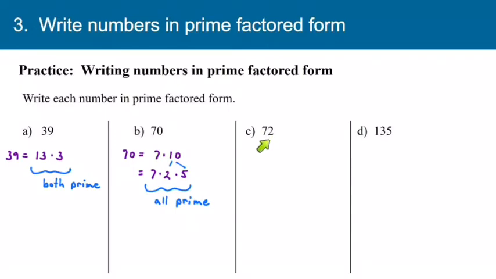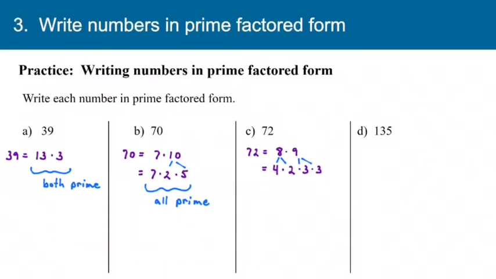My first thought is that 72 is 8 times 9. Okay, now neither one of these numbers is prime. 8 can be written as 4 times 2, and 9 can be written as 3 times 3. Okay, now looking at this list of numbers, these are all prime except 4 is not prime, so the 4 needs to be broken down.